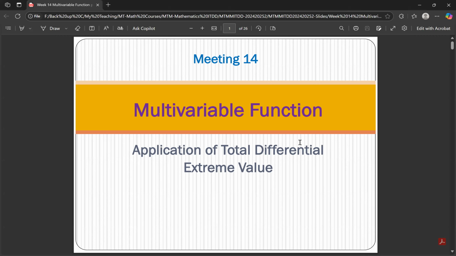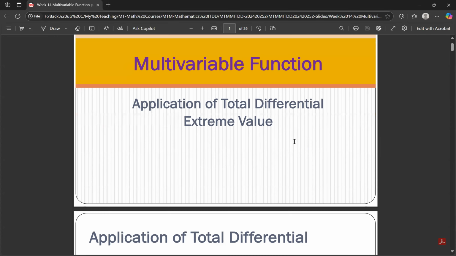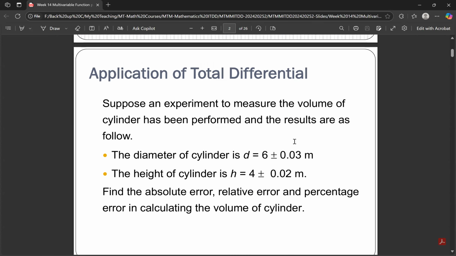Here we are in meeting 14, and the topic in this meeting is application of total differential, and especially we will talk about extreme value. This is the application of total differential.